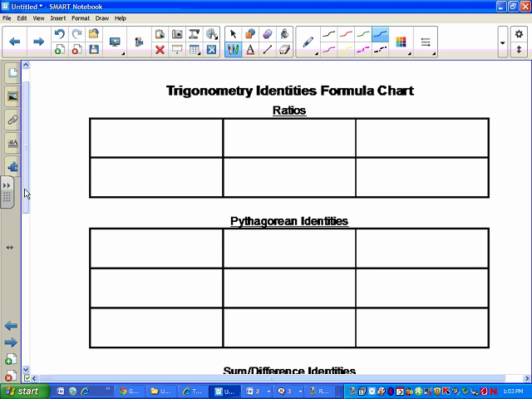So the trig identity ratios, what you want to fill in is things like this. The sine of x equals 1 over the cosecant of x. Those are equivalent to each other, right? So if that's equivalent, what can we put for cosine of x? 1 over secant of x, right? Okay. So what could we put for cotangent of x?